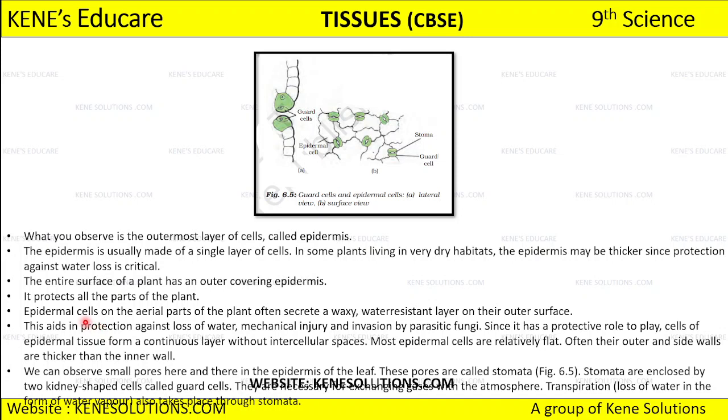Okay, so the epidermal cells on the aerial part of the plant, अभी जो epidermal cells हैं वो क्या secrete करते हैं? They secrete a waxy water-resistant layer on the outer surface. And this layer is going to give protection against loss of water, mechanical injury and invasion by the parasitic fungi. तो ये तीनों चीज़ों से protection देंगे कौन? The secretion which is being secreted by the epidermal cell. So they're going to protect against loss of water, mechanical injury, as well as invasion by the parasitic fungi.